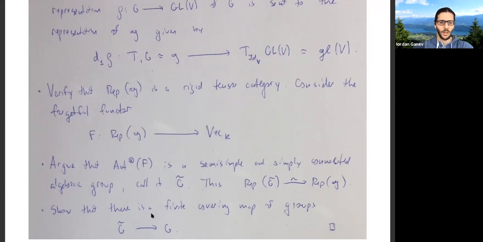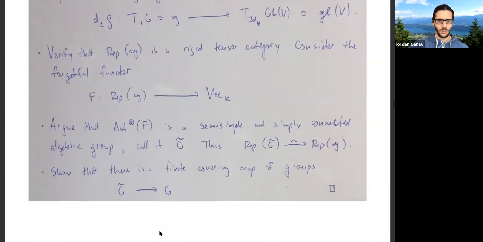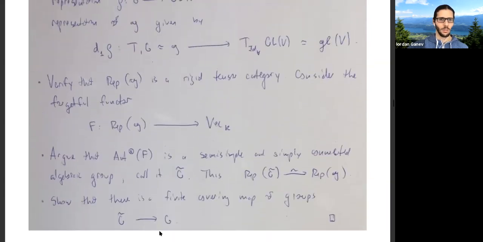And then the final step is to show that you can define a finite covering map from G tilde to G. So G tilde is the universal cover of G. So that's that. I think that's all I want to say about Tannakian reconstruction for now. Are there any questions?